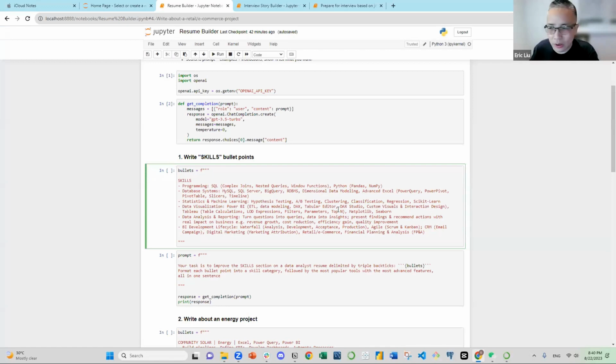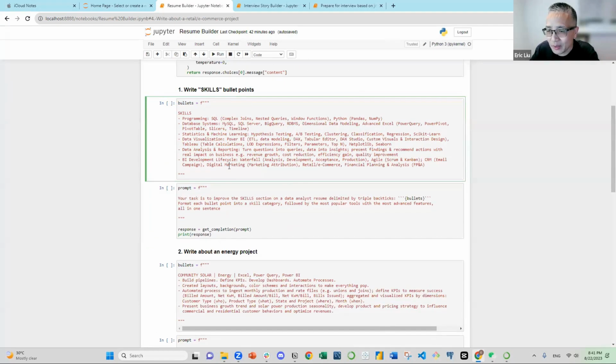Collecting data, cleaning data, and processing data, and then analyzing data. Okay, and this is also important, present findings and recommend actions with real impact on business. I really like this part. So it's all about business. Data is to serve the business as well. So over here you see revenue growth, cost reduction, efficiency gain, quality improvement.